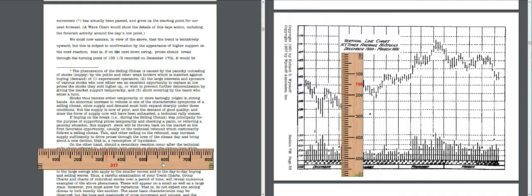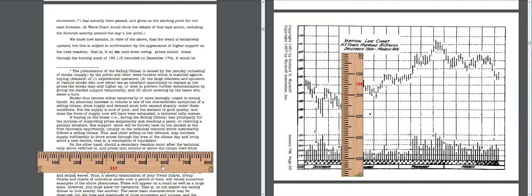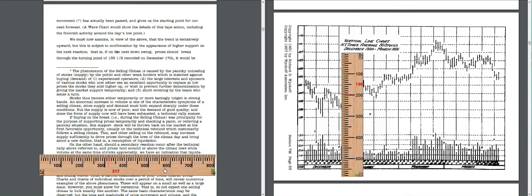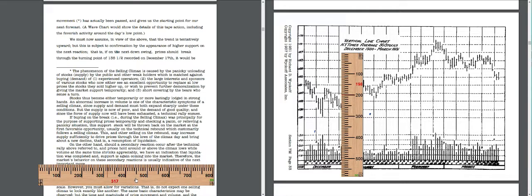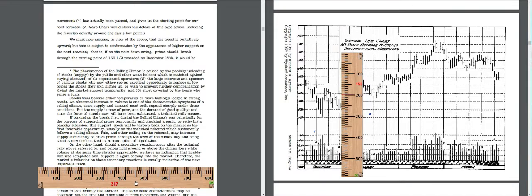On the other hand, should a secondary test occur after the technical rally, and prices hold around or above the climax lows while volume shrinks appreciably. Appreciably means significantly. We have an indication that liquidation was completed and support is again coming into the market. Therefore, the market behavior on these secondary reactions is usually indicative of the next important move.